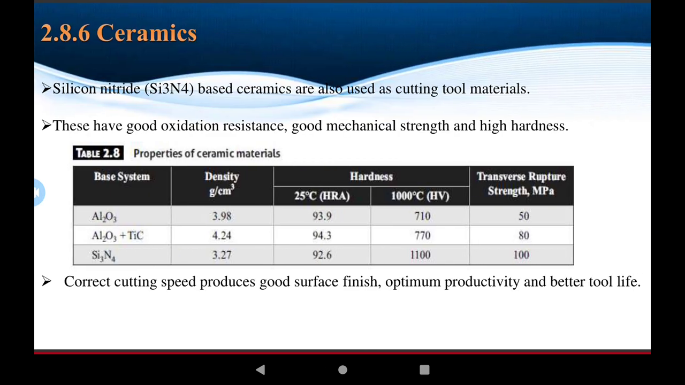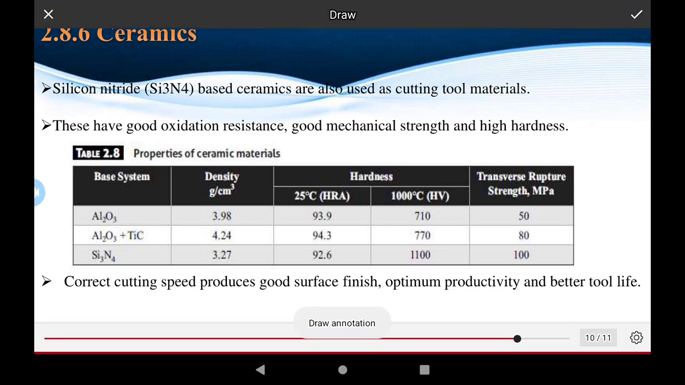Another ceramic is silicon nitride, Si3N4 based, also used for cutting tool materials. These have good oxidation resistance, good mechanical strength, and higher toughness and hardness.